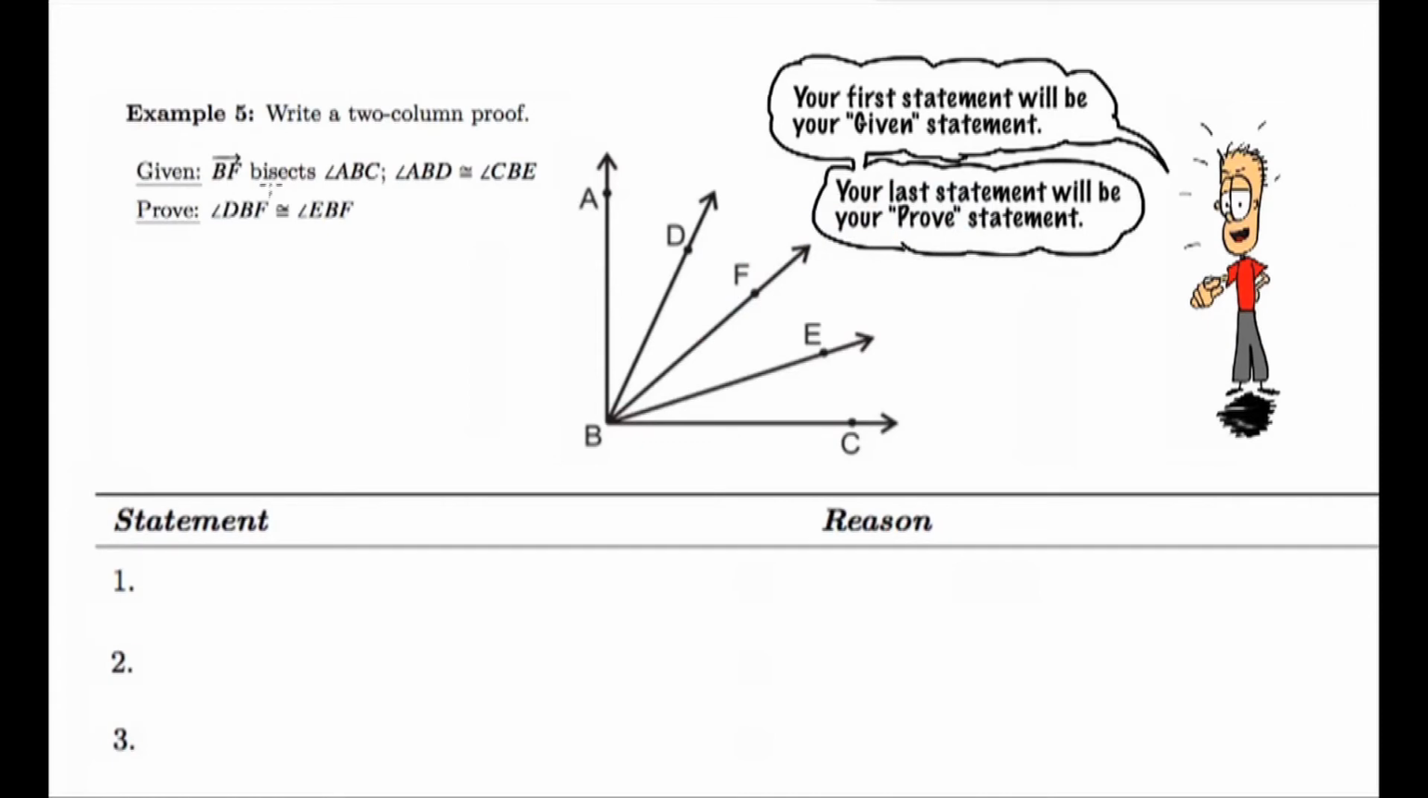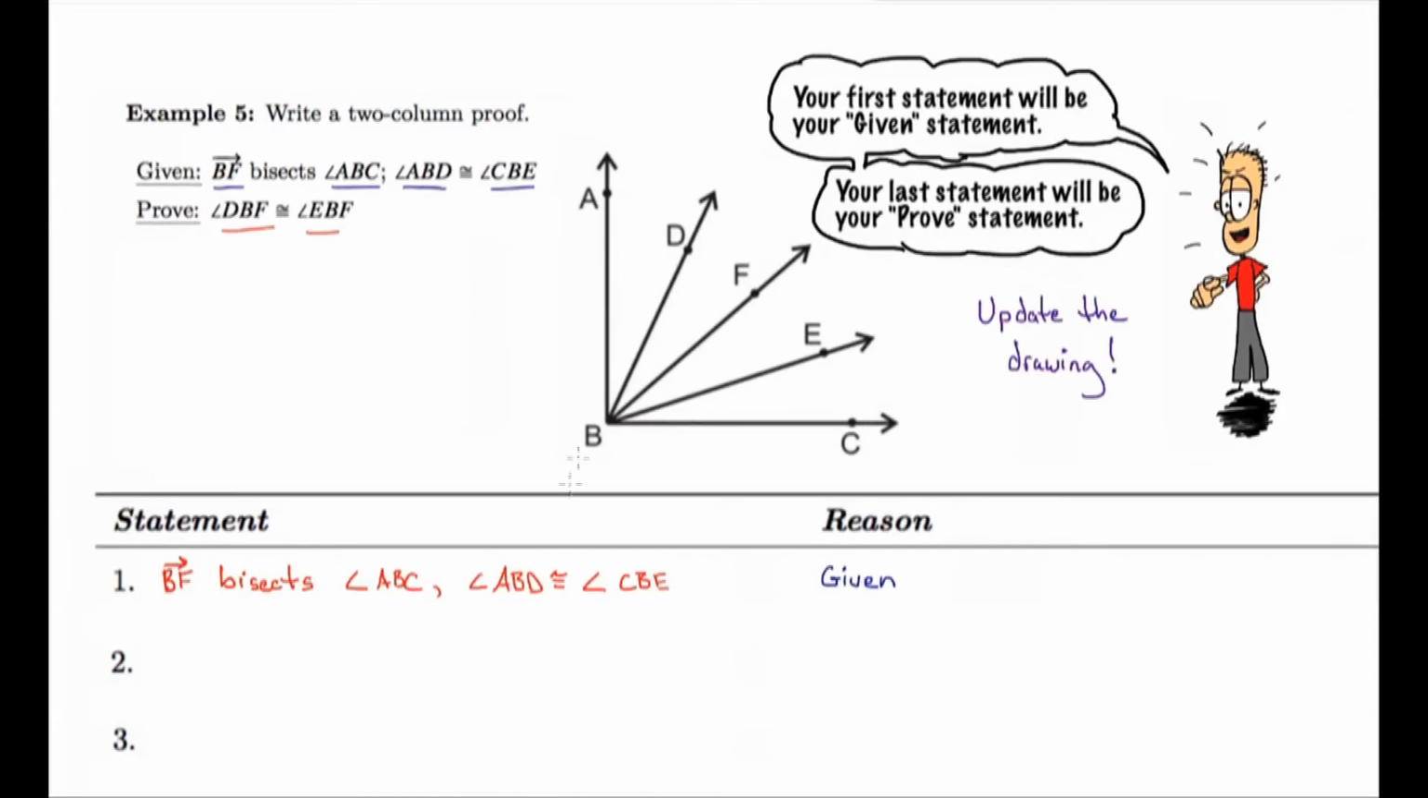Okay, so let's take a look at this next one. I'm not giving you the statement or the reason in this, and we have to come up with it on our own. Write a 2-column proof given ray BF bisects angle ABC, angle ABD is congruent to angle CBE. Prove angle BDF is congruent to angle EBF. So I'm going to put the given statement first and label it given, and then I'm going to update the drawing. I know that angle ABD is congruent to angle CBE, so we're going to show it there.